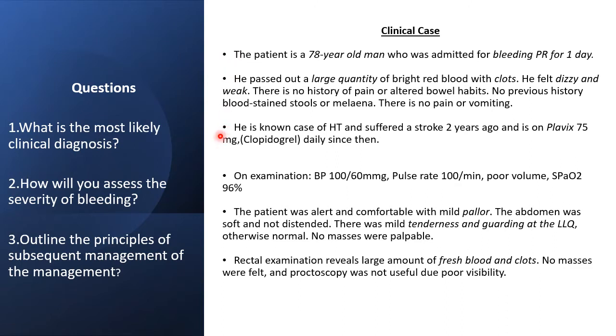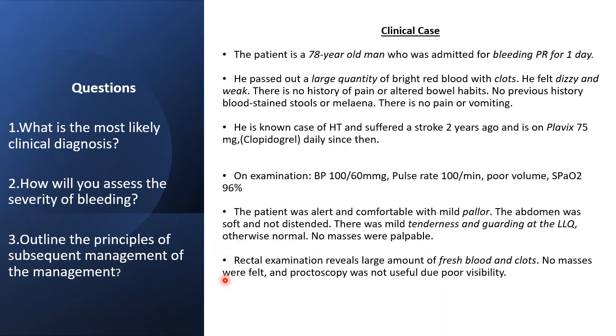He is a known case of hypertension and has suffered a stroke 2 years ago and is on Plavix 75 milligrams daily since then. On examination, his BP is 100/60, slightly low, pulse rate of 100 per minute, slightly on the high side, and a poor volume, and an arterial saturation of 96%. The patient was alert and comfortable with mild pallor. Abdomen was soft and non-distended. There was mild tenderness and guarding in the left lower quadrant. Otherwise, the rest of the abdomen was normal and no masses were palpable.